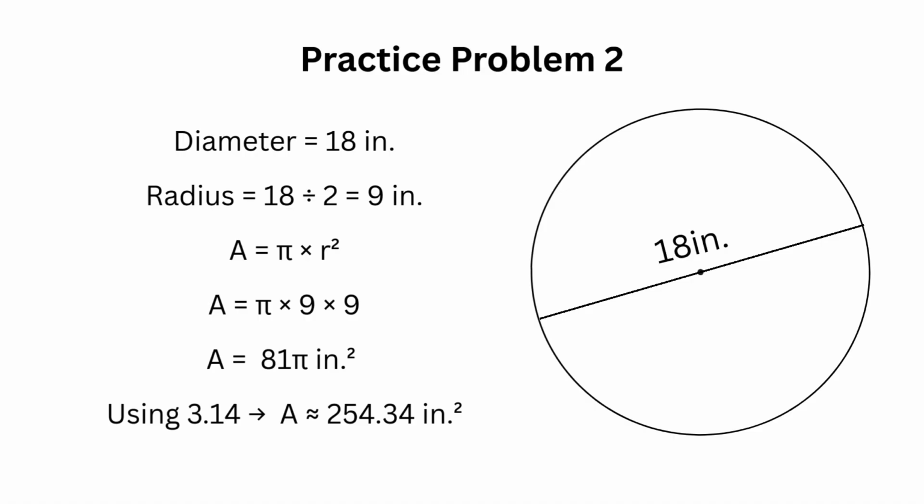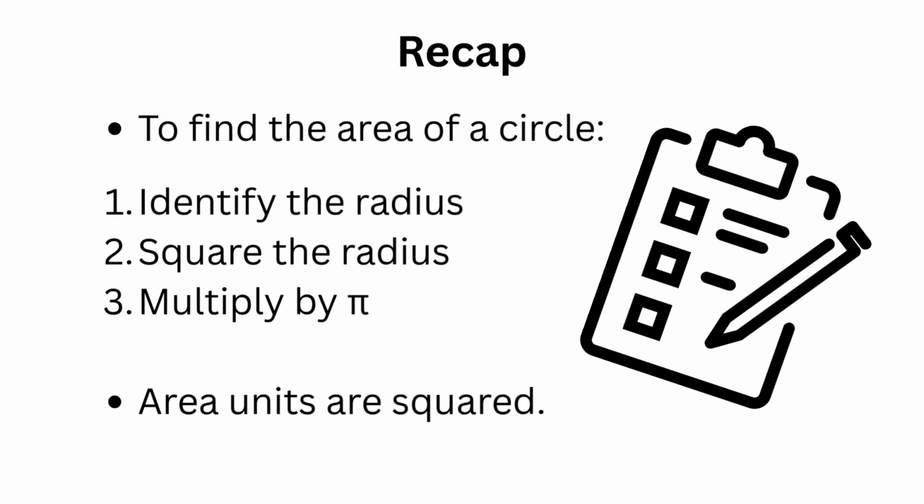Here's the solution to practice problem 2. With the diameter of 18, the radius is half that, or 9 inches. So A equals pi times 9 squared, or 81 pi, which is around 254.34 square inches.